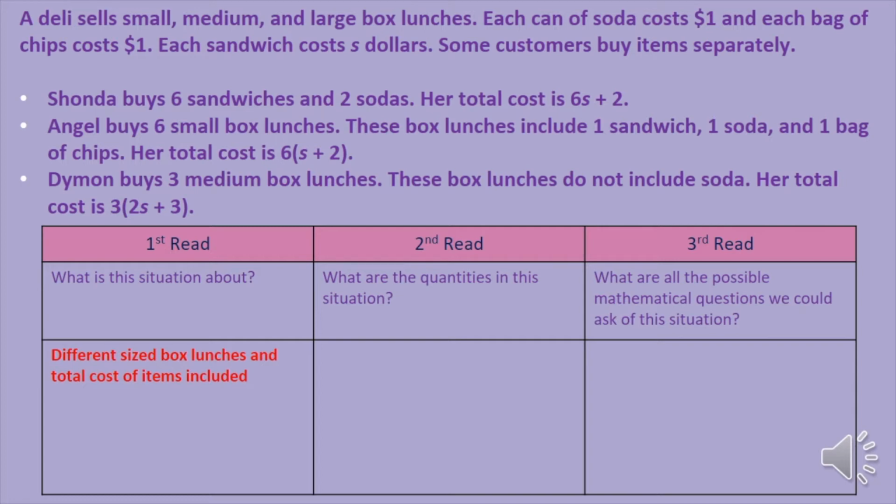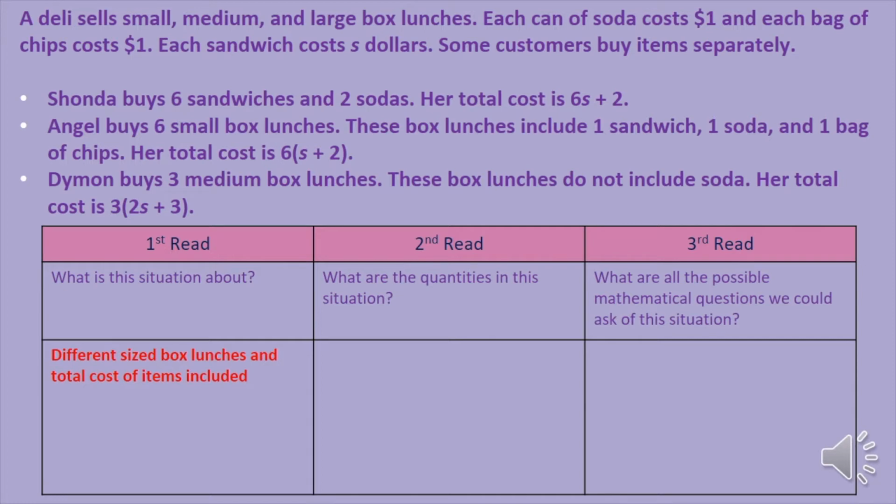The second read focuses on understanding the mathematics. I will perform read 2, and I want you to listen for important information. A deli sells small, medium, and large box lunches. Each can of soda costs $1, and each bag of chips costs $1. Each sandwich costs S dollars. Some customers buy items separately. Shonda buys 6 sandwiches and 2 sodas. Her total cost is 6S plus 2.